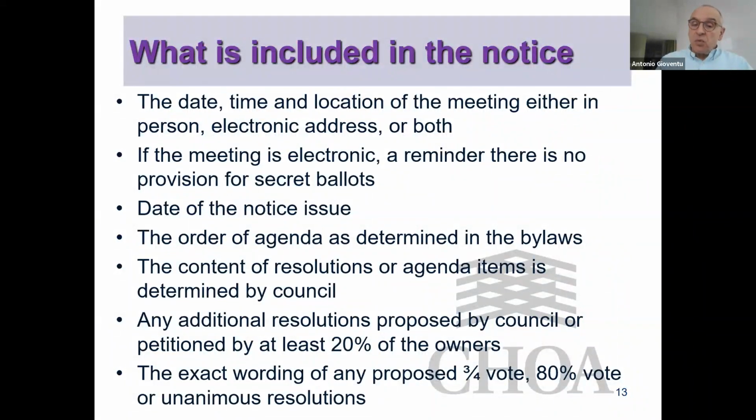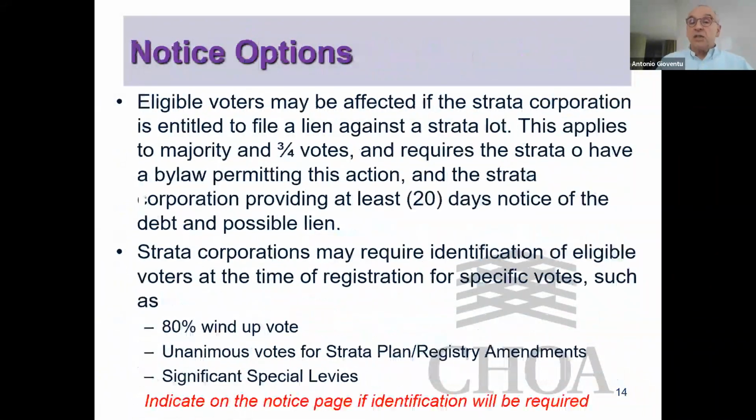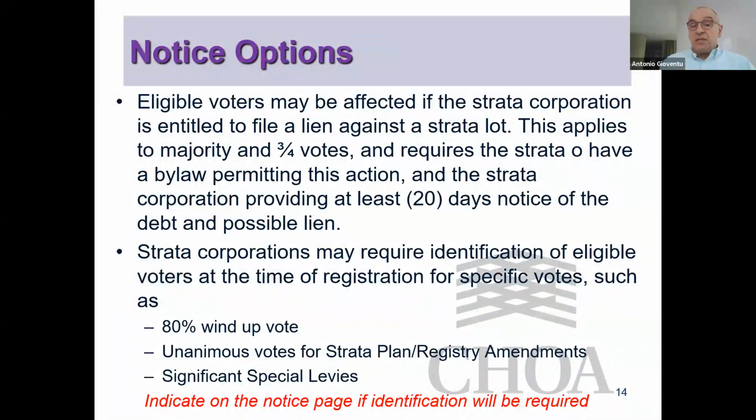And then any additional resolutions proposed by council or petitioned by at least 20% of the owners. And then the exact wording of any proposed 3/4 vote, 80% vote, or unanimous vote resolutions have to be included. So when you go through the checklist, it's actually a daunting amount of information to be included. Eligible voters. I think that under your notice options, there's a few things that you need to consider.